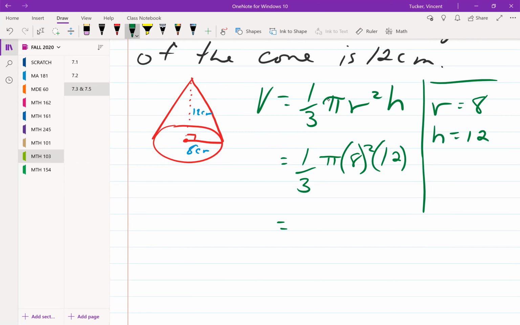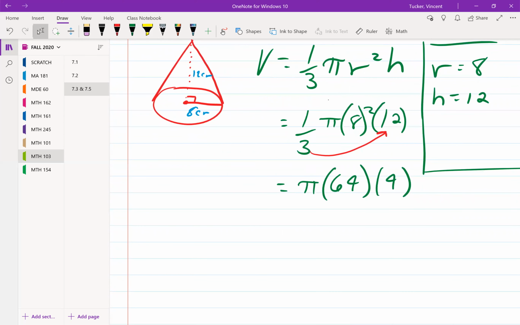Could simplify this down. I guess I can do that. 1/3 can divide into that 12, leaving you with pi times 8 squared, which is 64, times 4. 3 divided into 12 will leave you with 4. 4 times 64 is 256 pi. So once again, this would be our exact. Remember, your answer simplified as much as possible would be your exact answer, simplified as much as possible with pi still involved, the symbol pi.